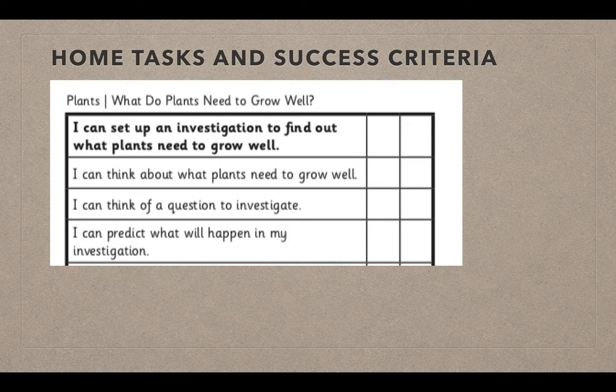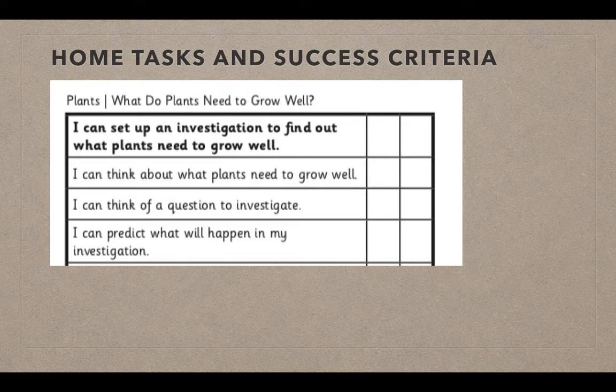Moving on. Your home task will involve thinking about everything that we've done so far. And we have a success criteria here that you can look at. So first of all, I can set up an investigation to find out what plants need to grow well. I can think about what plants need to grow well. I can think of a question to investigate. I can predict what will happen in my investigation.